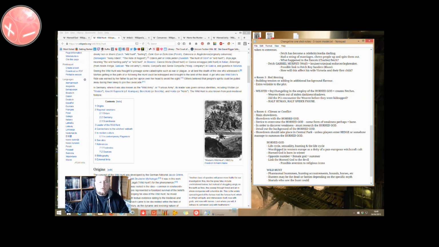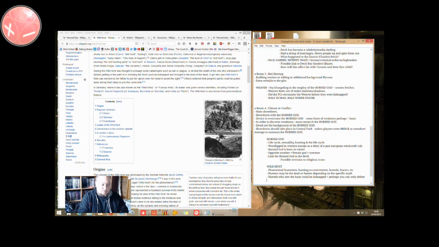Saw the hunt called it kidnapped. So that's an interesting thing. Perhaps you can only defeat the horned god if you cannot see him.